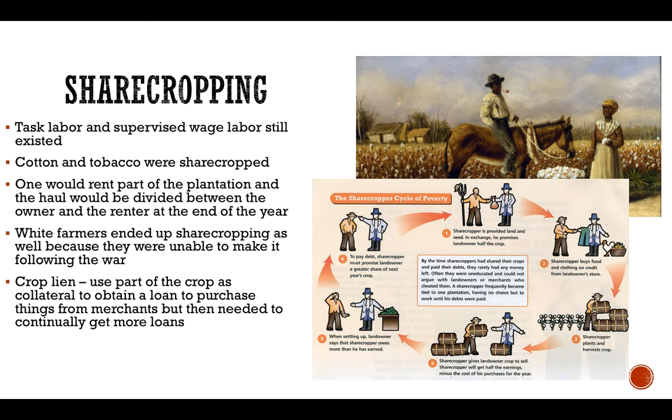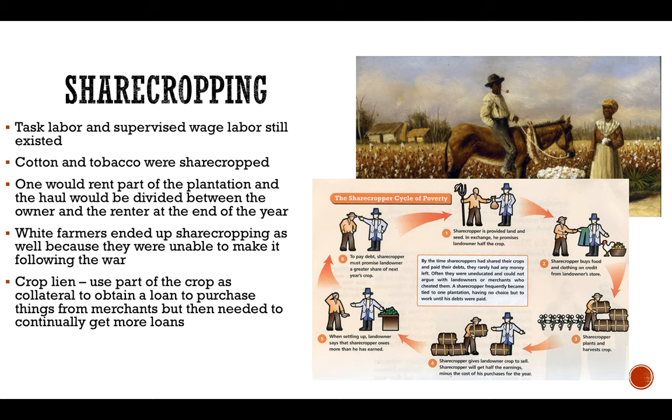Sharecropping became a popular form of employment at this point, and the traditional task labor and supervised wage labor still existed. That was the wage work where people would go in for a certain amount of hours, or they would be given a particular task that they had to complete, and they would be paid a certain amount based on either how long it took or the task being completed itself.